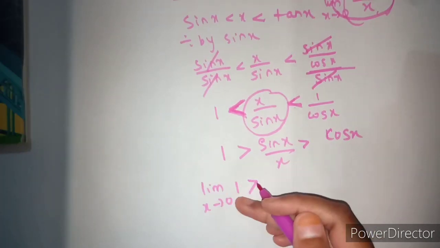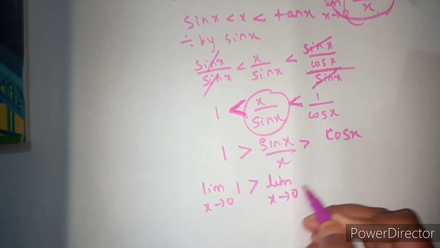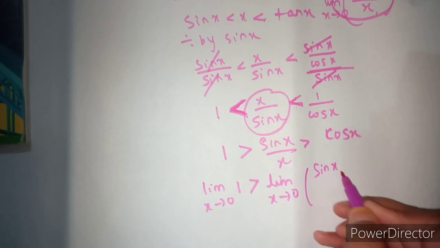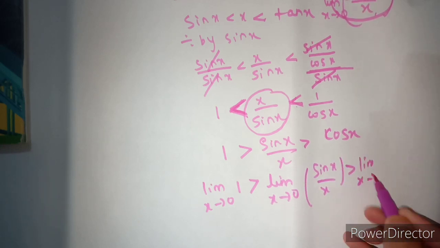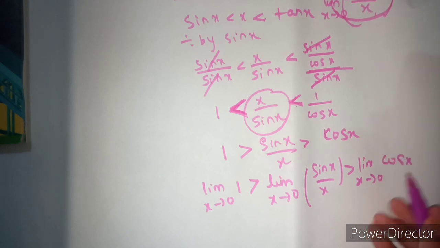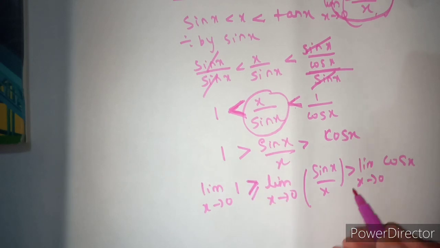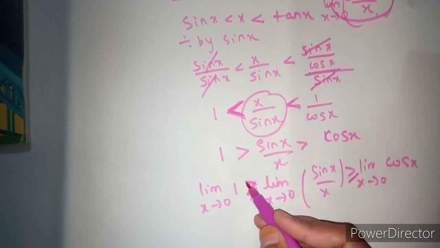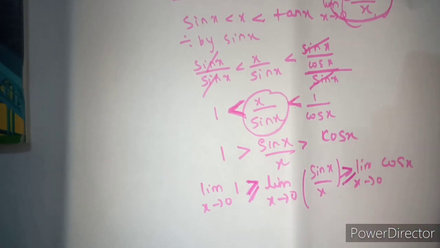This is limit x tends to 0, 1 greater than limit x tends to 0 sin x by x, greater than limit x tends to 0 cos x. So if I put the limit here, this side will become greater than or equal to, here also greater than or equal to. How is this possible? Okay, let me explain to you.